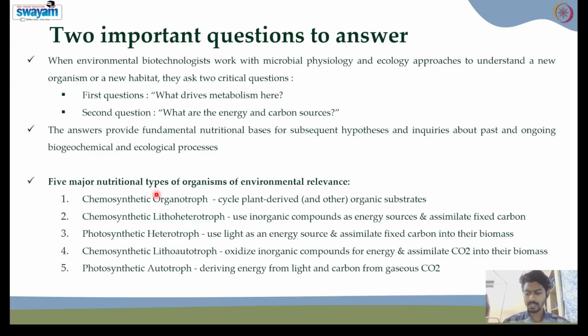So the chemisynthetic lithoautotrophs, what happens here? They use inorganic compound as an energy source, inorganic compound as the electron source, and CO2 as the carbon source. If you see photosynthetic autotrophs, what happens here? They use light as an energy source and CO2 as the carbon source. So this is how the microorganisms are classified based on their energy and carbon source.